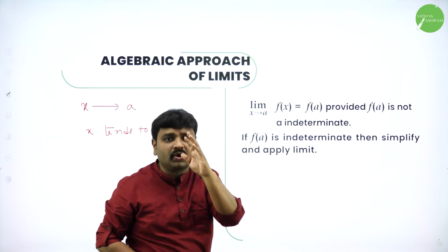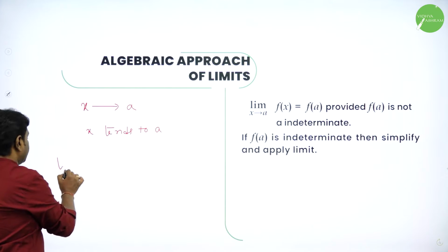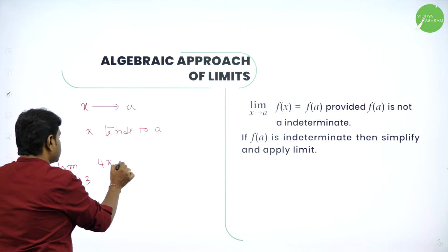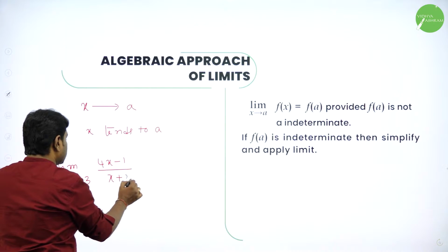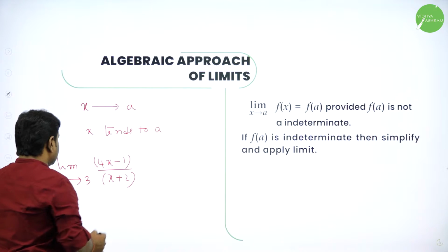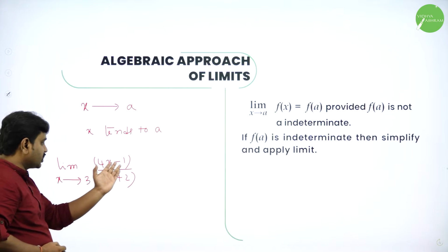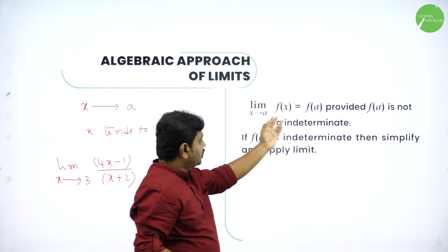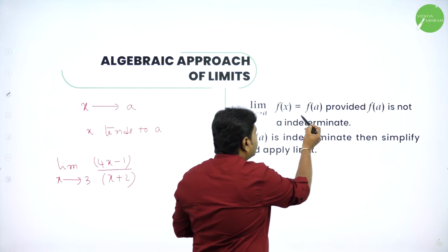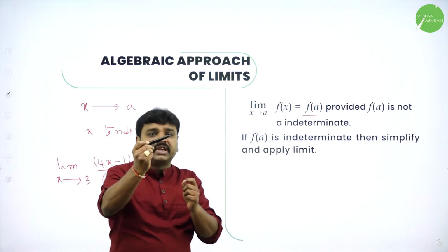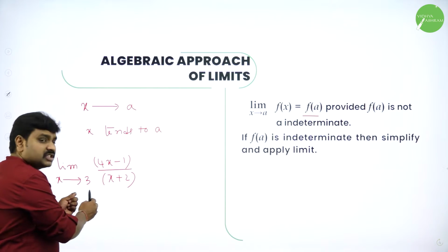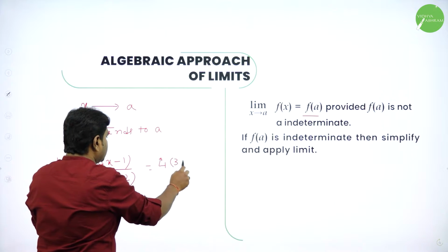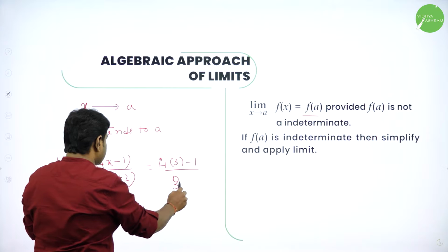In the place of x put what? a. For example, if I take limit x tends to 3 of (4x minus 1) by (x plus 2), I have taken a function. How to read this? Limit x tends to 3, 4x minus 1 by x plus 2. What is meant by limit x tends to a f of x? It is f of a. Simple: in the place of x put a. Here x tends to 3 means in the place of x put 3. If you put 3, 4 into 3 minus 1 divided by 3 plus 2.